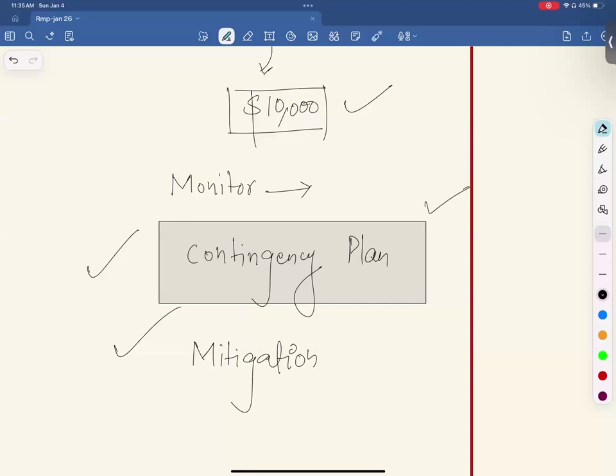Yeah, in simple words, mitigation is an action that you take before a risk occurs. Contingency planning is planning when a risk occurs. That's the difference between these two. If you are taking an action before a risk occurs, that is called risk mitigation. If you're taking an action after a risk occurs, that is called contingency planning.